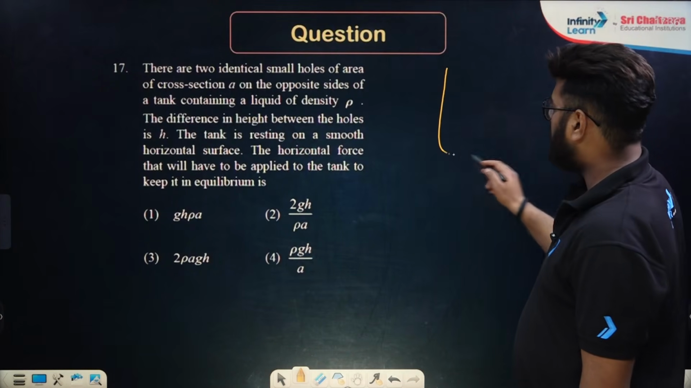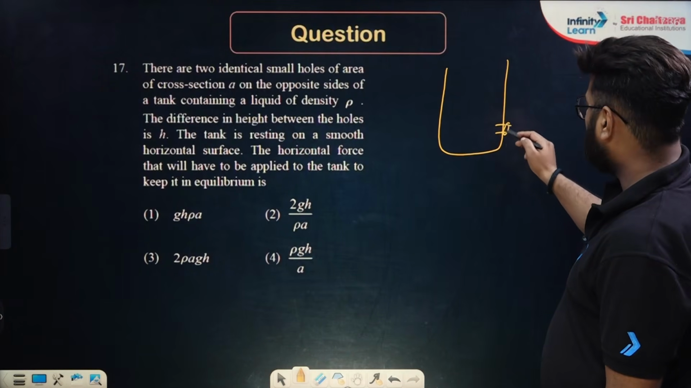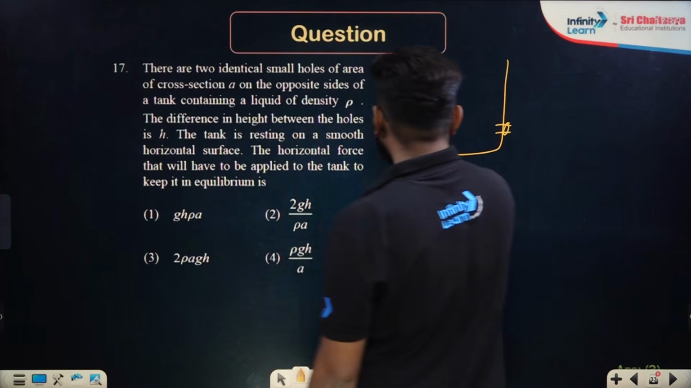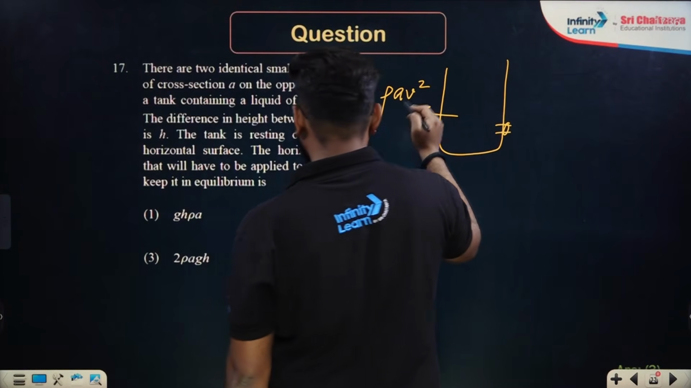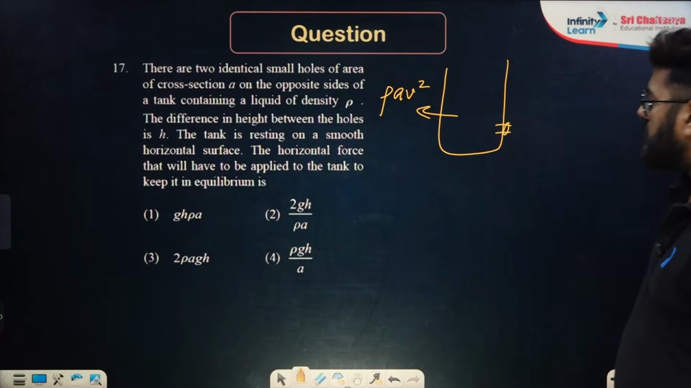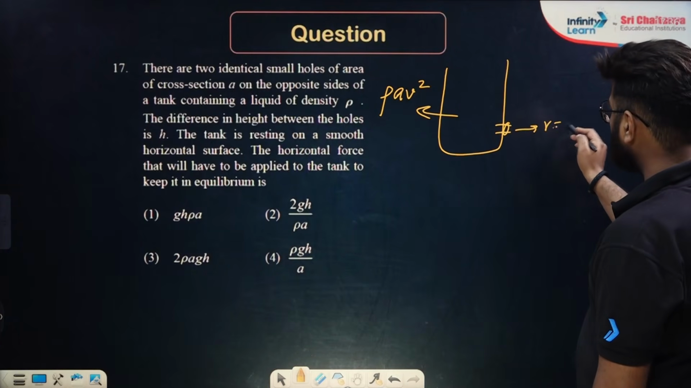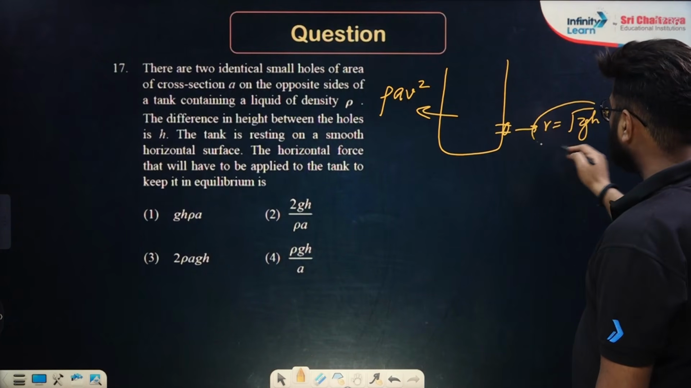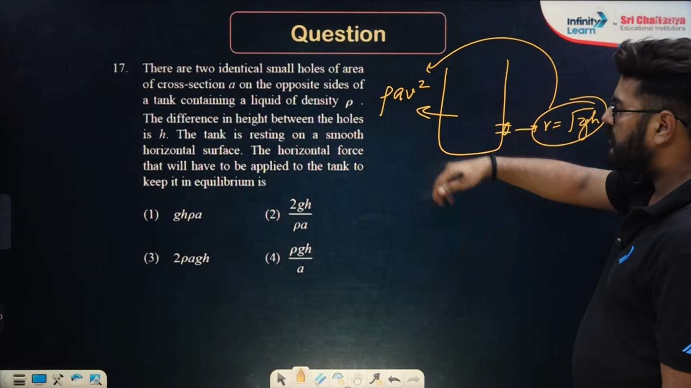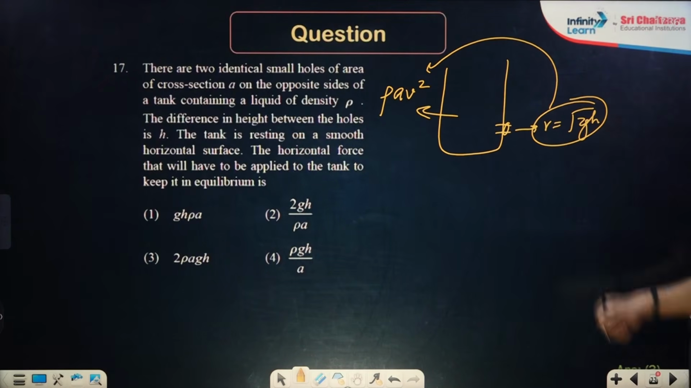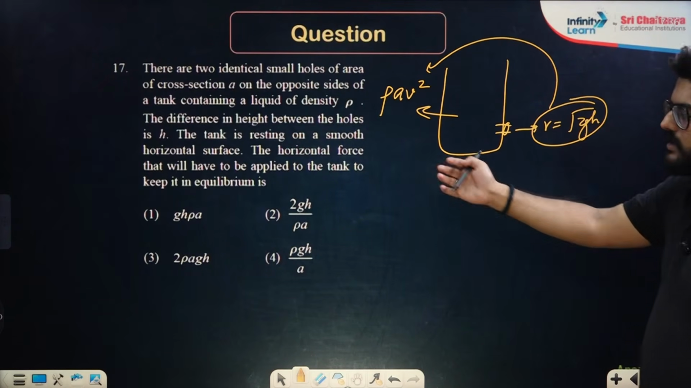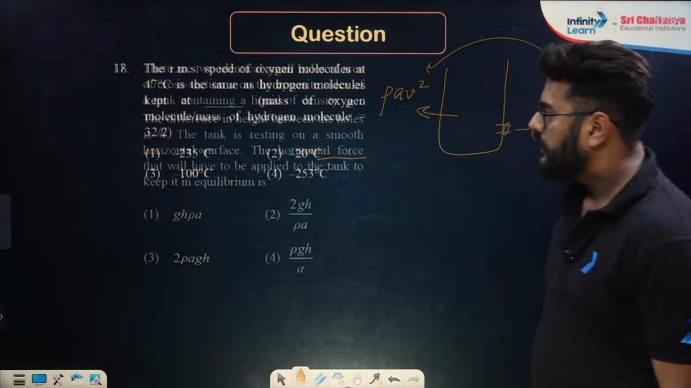So basically whenever there is an opening, there is a recoil force that is equal to rho into v square, correct? So you just need to balance that, and v over here is how much? It is root 2 gh, correct? So keep it over here, you will get the recoil force. There are two holes, one over here will recoil the force. You just need to balance it, you will get the value of horizontal force.